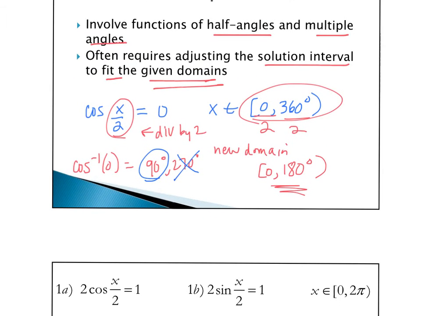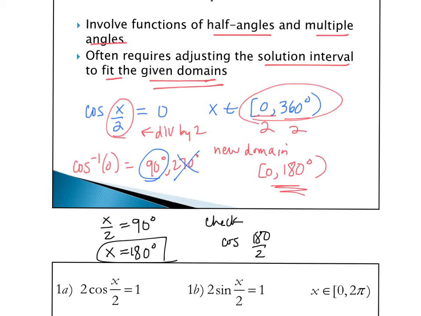And we're almost done. At this point, we get our answer for x halves, because remember, my problem says cosine of x halves equals 0. So this solution is the answer for x halves, but I want to solve for x. So I need to multiply both sides by 2, and I get that my solution is 180 degrees. If we plug this into the original problem to check, we would say cosine of 180 divided by 2 equals cosine of 90 equals 0, and we've done the problem correctly.